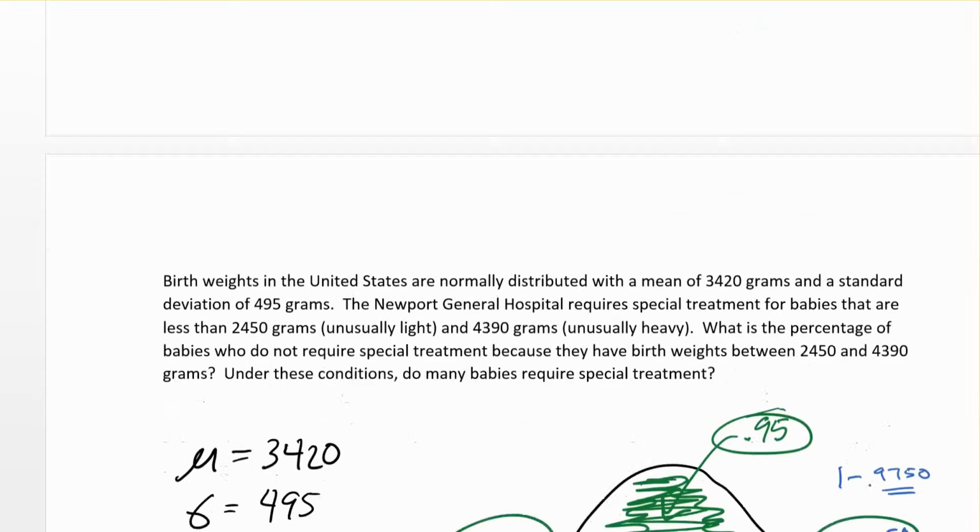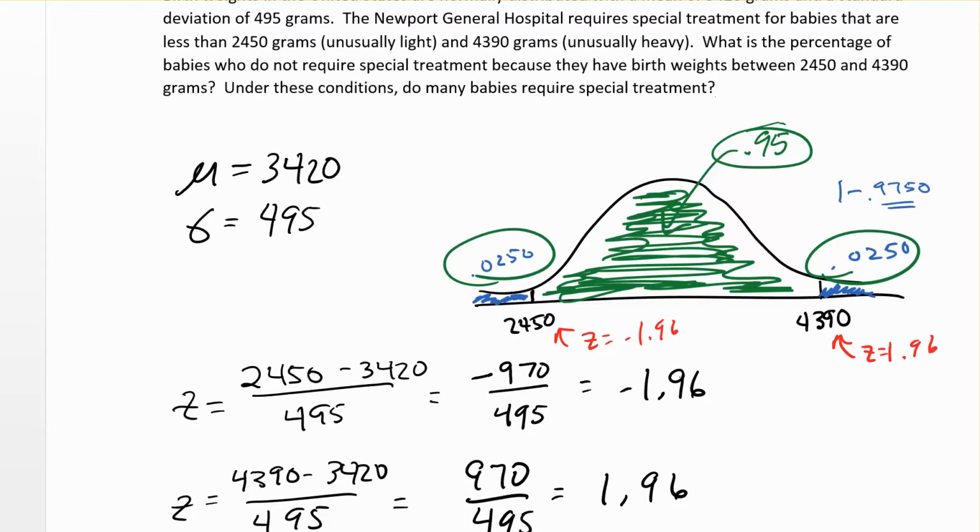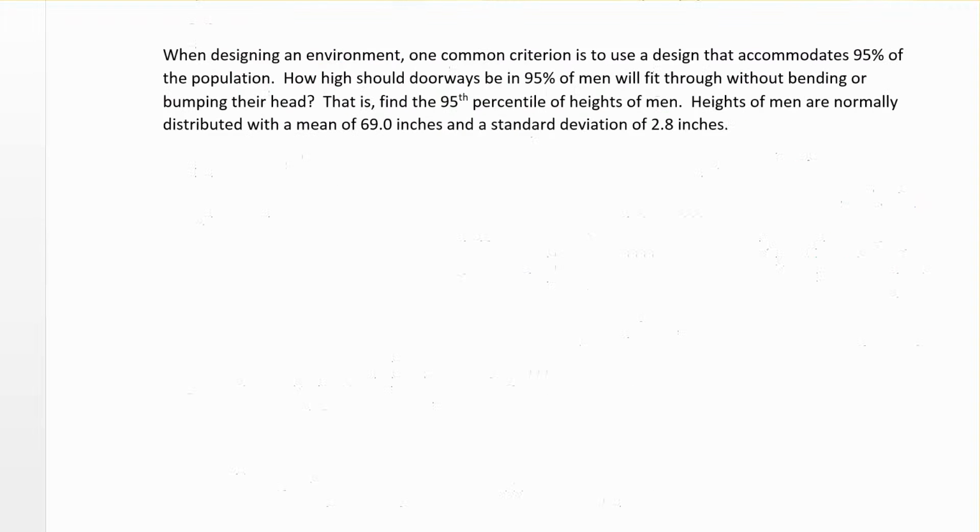So if we look at this under these conditions, do many babies require special treatment? Actually, not very many. Only 5% of the babies require special treatment. That's going to be these two. So we answered both parts of it. How many babies do not require special treatment? 95% do not. How many do require special treatment? Well, it's the complement of that, or 5%.